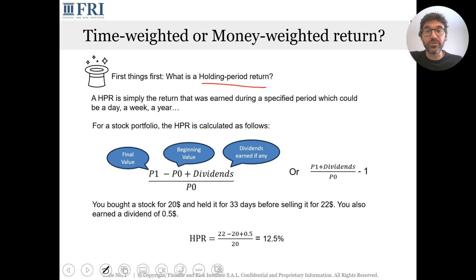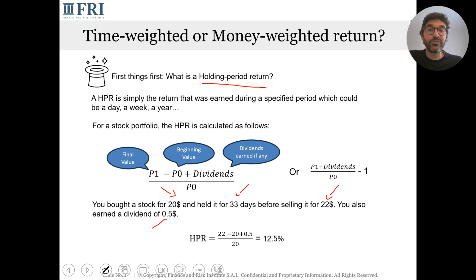It is simply the return that was earned during a specific period. And this period could be a year, a week, a day, or 6 days. So let's take a quick example. An investor bought a stock for $20, held it for 33 days, and sold it for $22. Also, the investor received a dividend of $0.5.